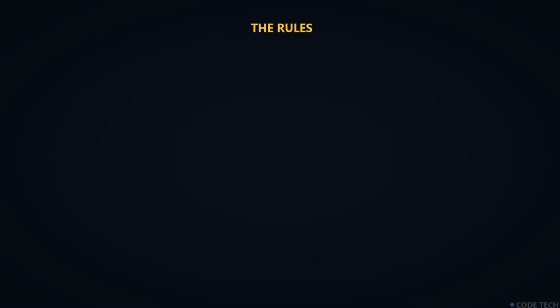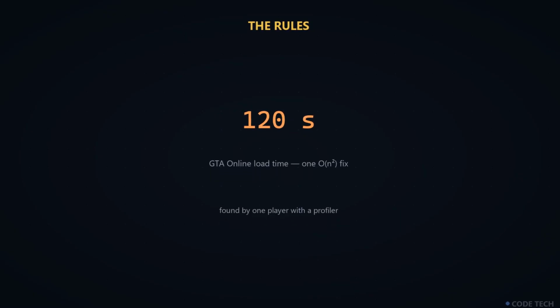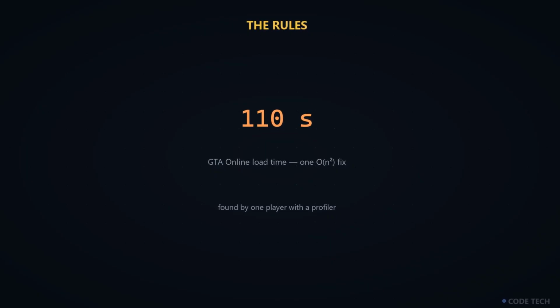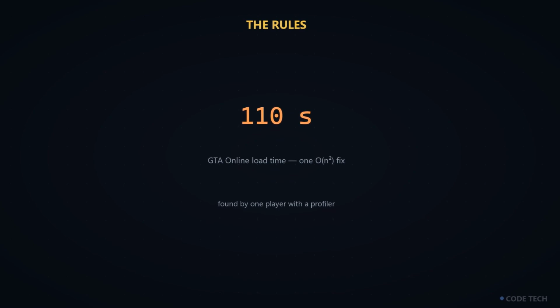And accidentally quadratic is a real genre of disaster. For years, GTA Online took 6 minutes to load, and players blamed the size of the game. Then one anonymous hacker profiled it. The loader was parsing a 10 megabyte list with a function that rescanned the whole string for every single token. Classic hidden n squared. His fix cut loading by 70% for a game earning $1 billion a year.